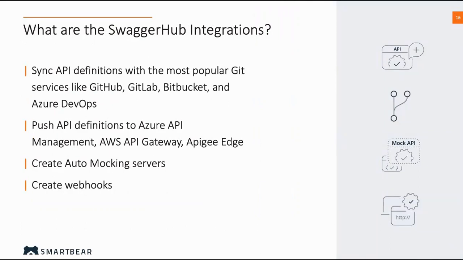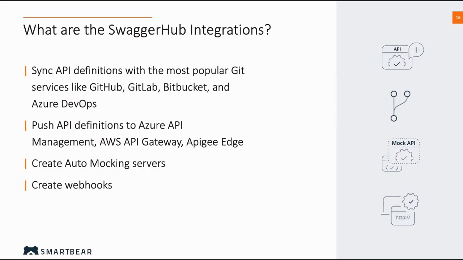For the process of getting the OpenAPI definition from the design phase into the development phase, we have several nice tools that can help you. One is just getting it into your Git repositories. We provide integrations with GitHub, GitLab, Bitbucket, and Azure DevOps, so that as you make a change, you can create a commit and push that into your repository of choice.